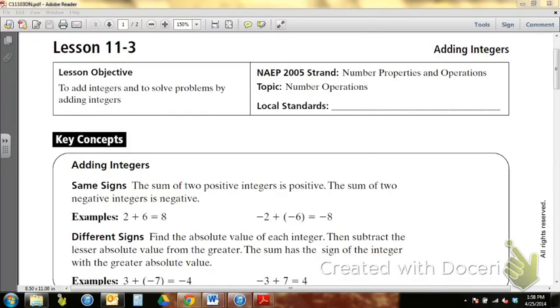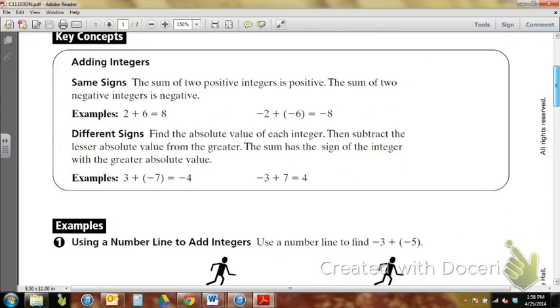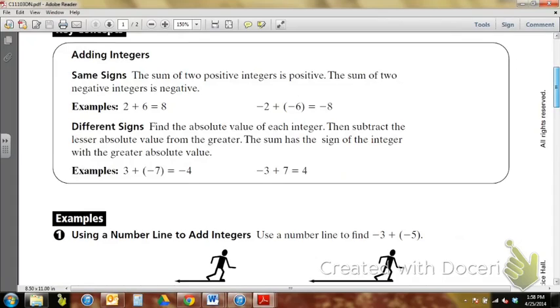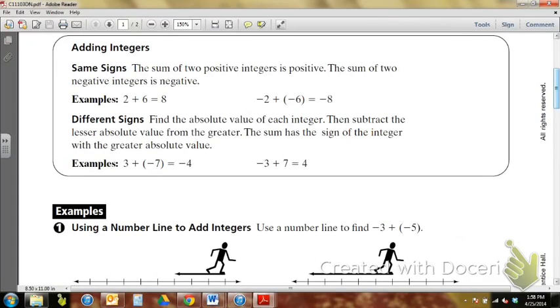In lesson 11.3, we're going to add some integers. And integers are all the numbers that you see on a number line, the positive and negative numbers. So here are the rules.